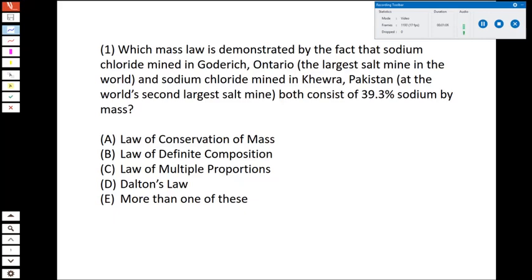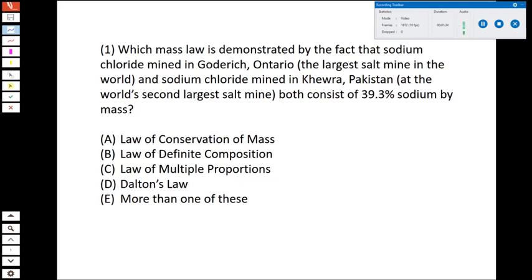So you will have a question on the exam about early chemical history or mass laws, most likely, the mass laws being the big topic in that first part of the course. So we have this statement here: which mass law is demonstrated by the fact that sodium chloride mined in Goderich, Ontario, which is the largest salt mine in the world, and sodium chloride mined in Kura, Pakistan, at the second largest salt mine in the world, both consist of 39.3% sodium by mass.